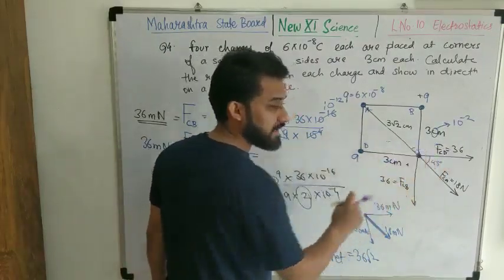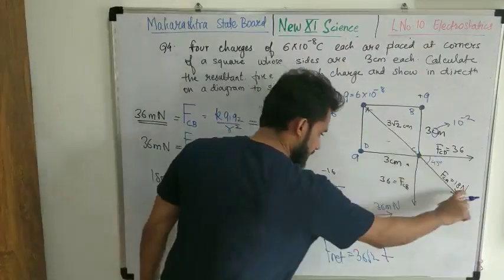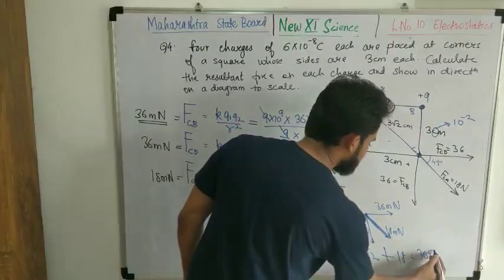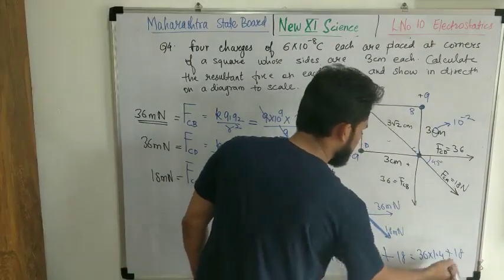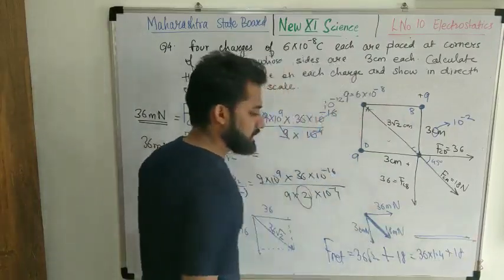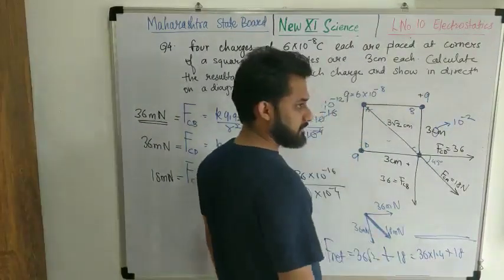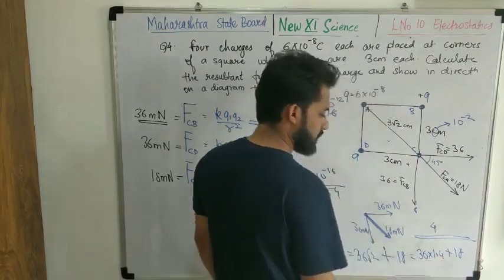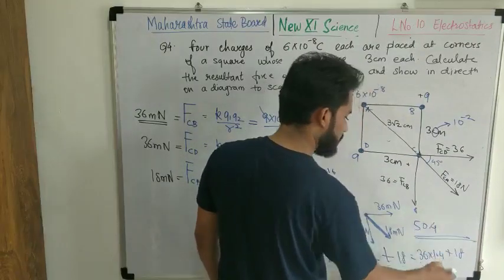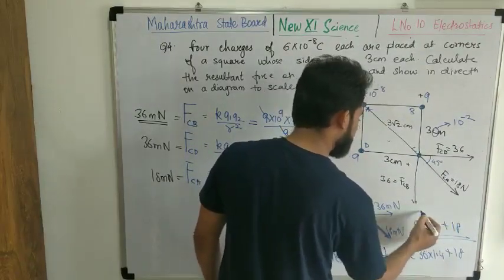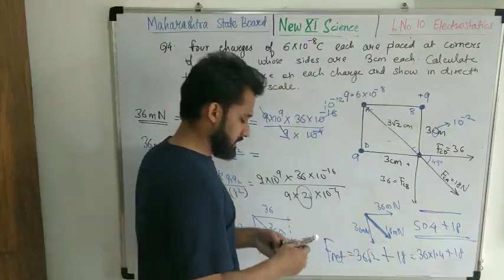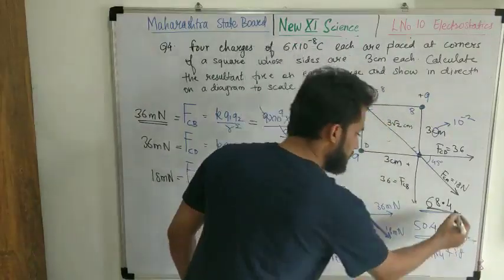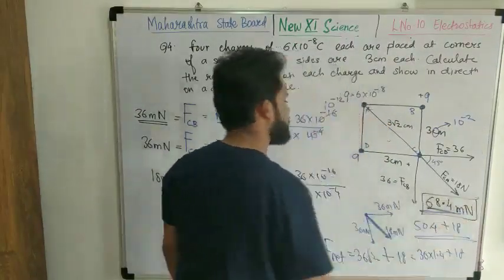This is the addition of this and this vector, plus this 18 already present. 36 root 2 is 36 times 1.4 plus 18, and after solving this you get the resultant. 14 6s are 84, 14 3s are 42, and 8 is 50, so it is 50.4 plus 18, so the final answer comes out to be 68.4 millinewton, obviously. This is the net force and this is the direction.